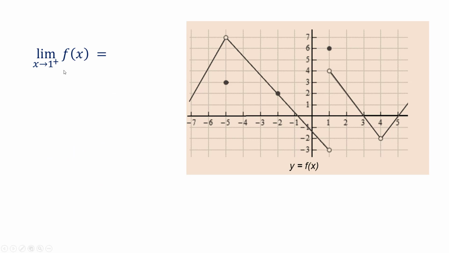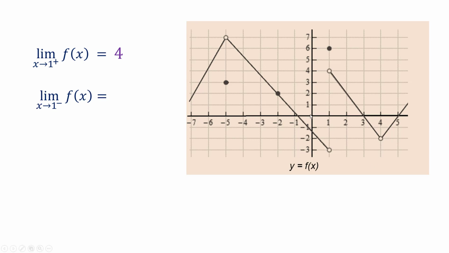Again, in the same graph, we are asked to find the limit of the function as x approaches 1 from the right. If we approach 1 from the right on the graph, if we get closer and closer to 1 from the right, the corresponding y values of the function approach 4. So the right limit at 1 is 4.